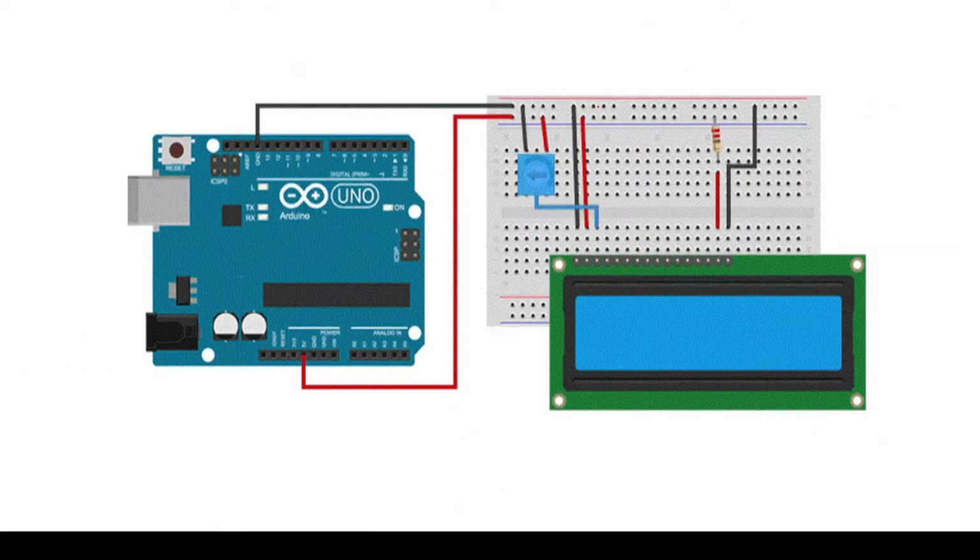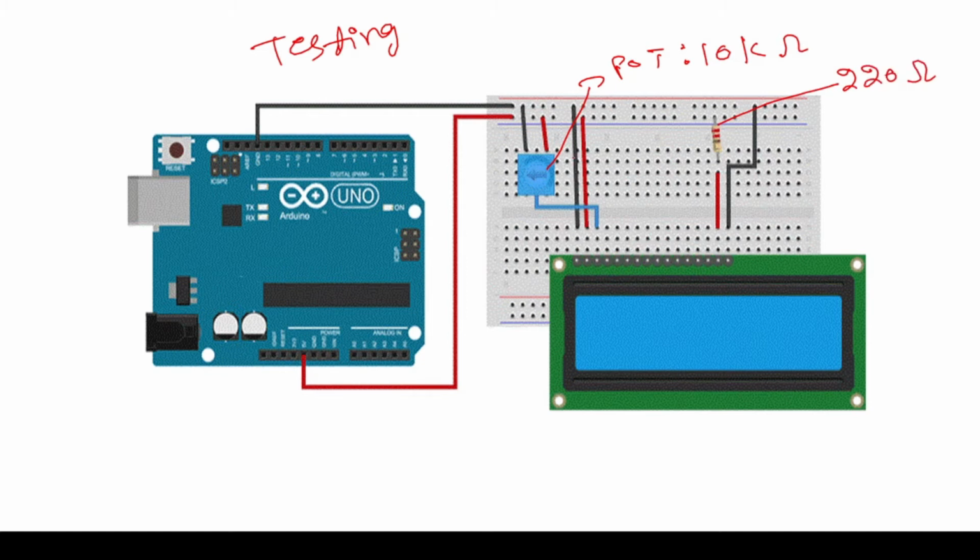So for testing, this is our circuit diagram. This diagram is for testing purposes. I had said that your LCD needs a 5 volt supply, so I have connected my 5 volts pin. I have used a breadboard here because we are having an LCD. This is our potentiometer, and the range of the potentiometer will be 10 kilo ohm, right? And this is our resistor, which is 220 ohm. That's why I have used a breadboard.